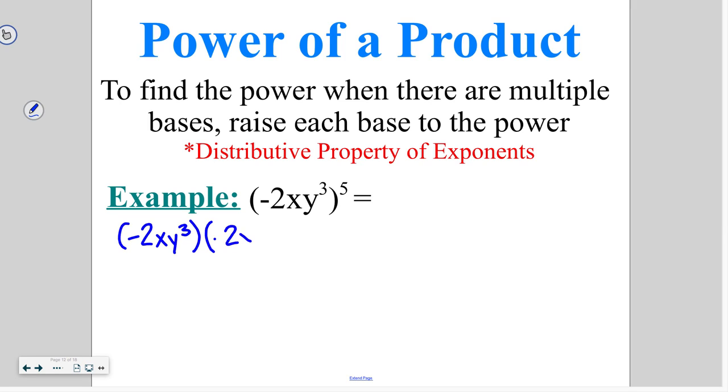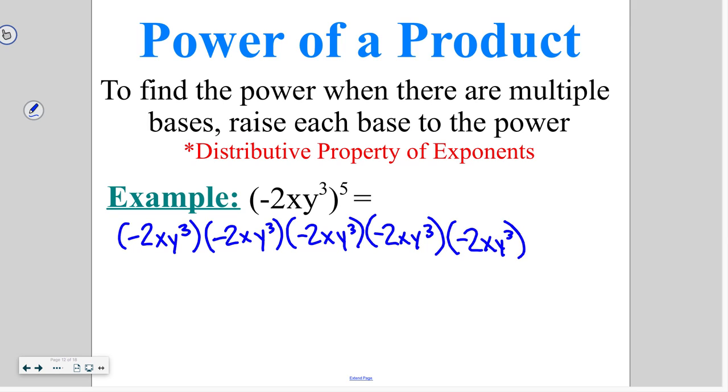And that would be written out 5 separate times. So we've got it written out 5 separate times. Then we would have to follow our product rule, so multiplying -2 times -2 times -2 times -2 times -2, which would give me -2 to the 5th power. Right now our -2 had an exponent of 1, so if I multiplied 1 times 5, distributed that 5 in, I would get -2 to the 5th power.